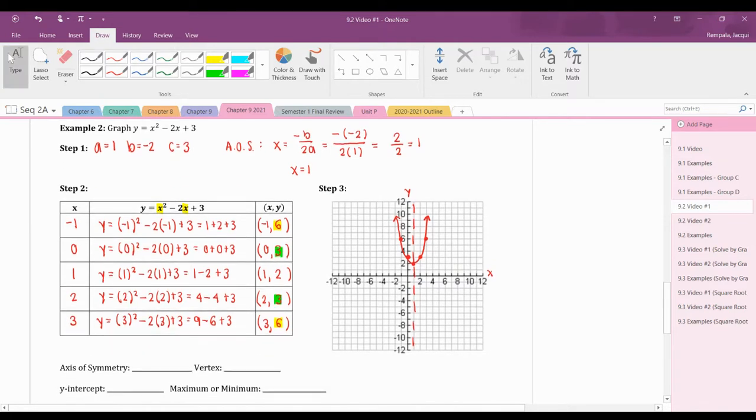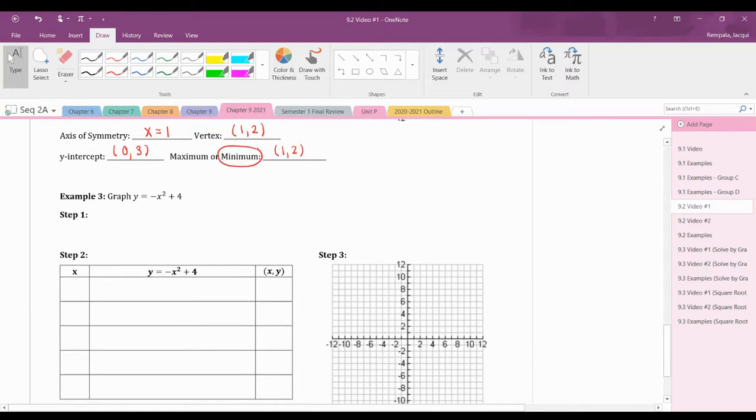And now I can identify my pieces. So axis of symmetry, we actually got from step number 1, x equals 1. Remember, your vertex is always located in the middle of your table. So that's the ordered pair 1, 2. Because the graph is opening up, we have a minimum, which once again is at the vertex of 1, 2. My y-intercept is the point that is on the y-axis. Notice that it's also located in our table because the y-intercept is always 0, comma, a number. So in this case, it's 0, 3. And there's our graph. Let's take a look at one more example.